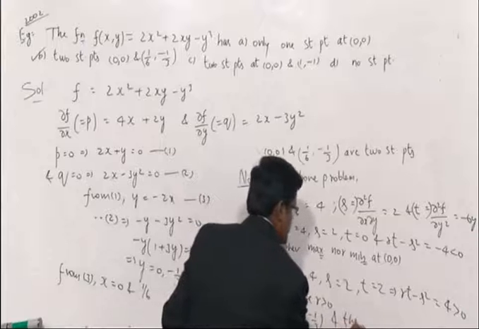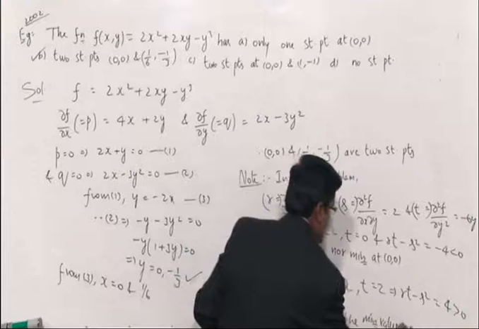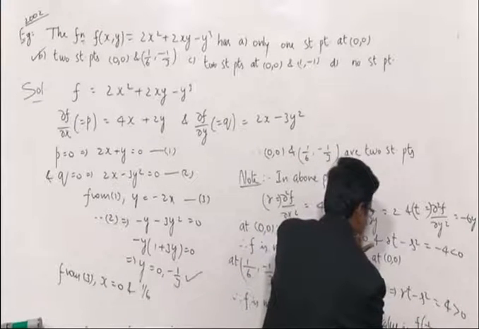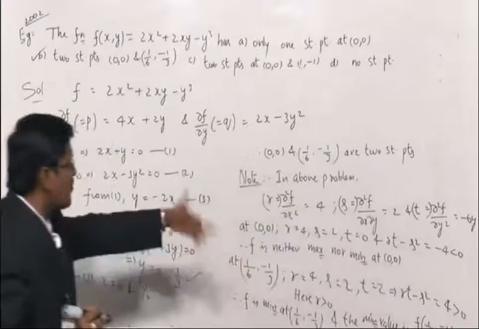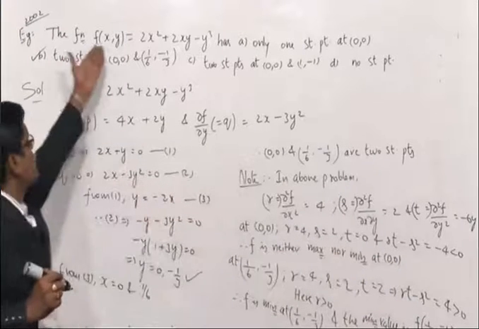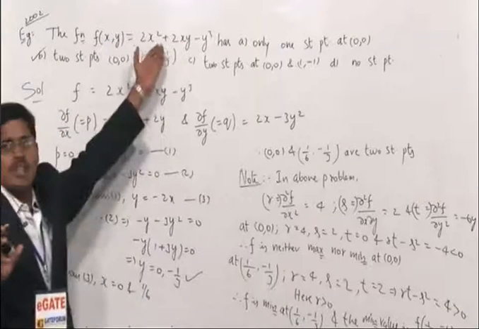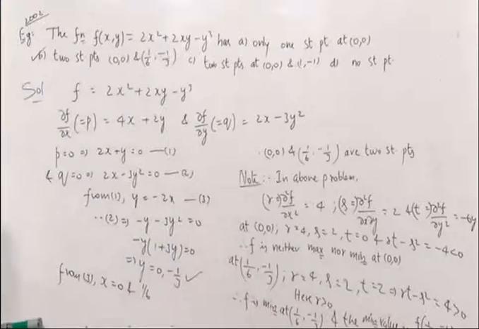And the minimum value is, how to find the corresponding minimum value? Substitute this point in the given function. What is the given function? F of x comma y, where x is equal to 1 by 6 and y is equal to minus 1 by 3. After putting these values in the given function, we get the corresponding minimum value. Just like the one variable procedure, only an extension.